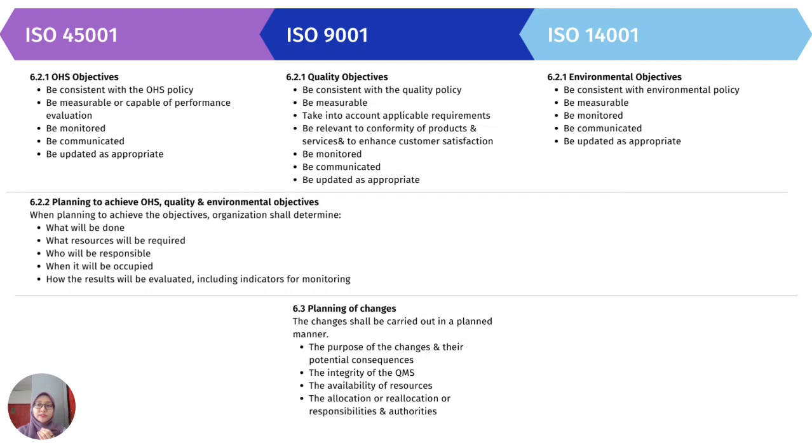Moving on to the objectives, these three management systems actually have similar context as well. As for subclause 6.2.2, the three also have the same context, and only ISO 9001 has subclause 6.3, which is the planning of changes. So that's all.